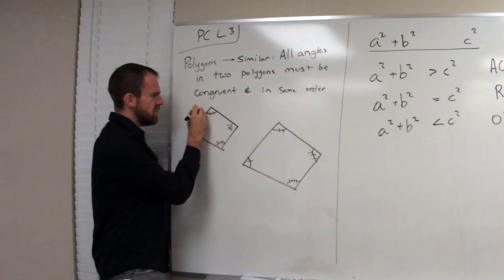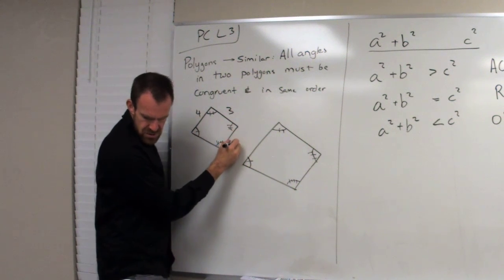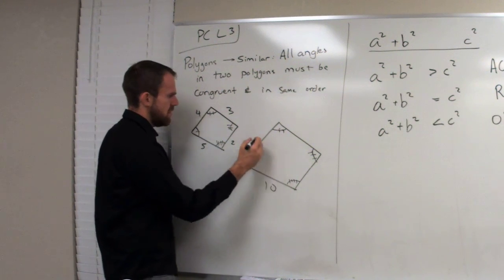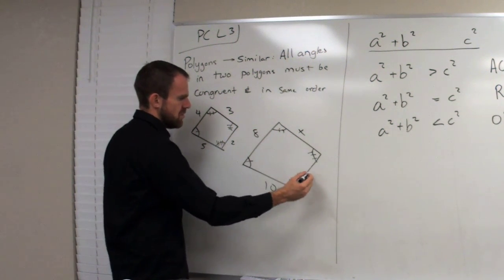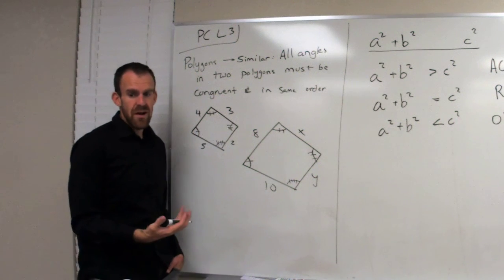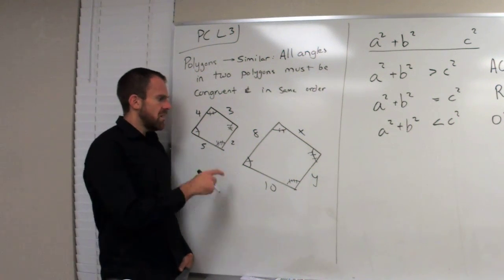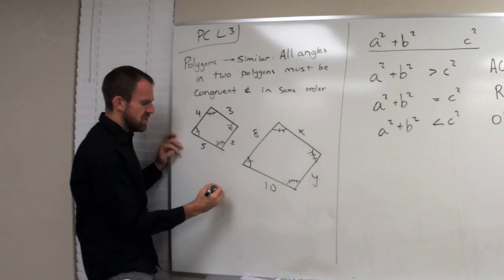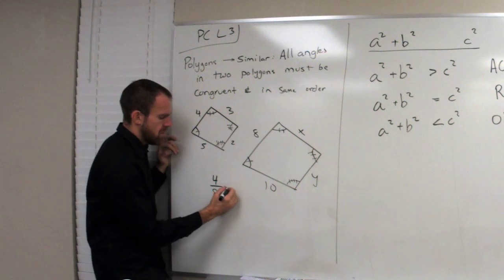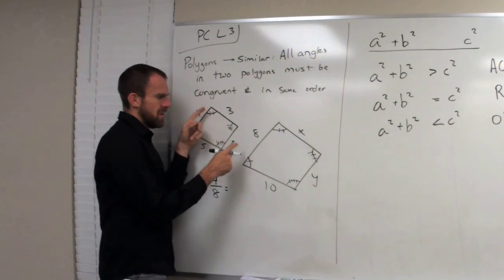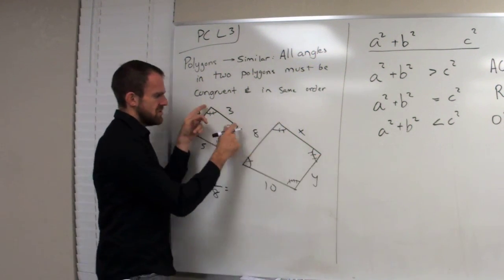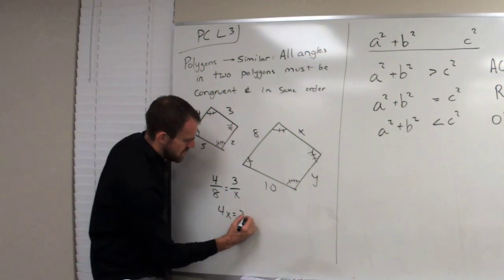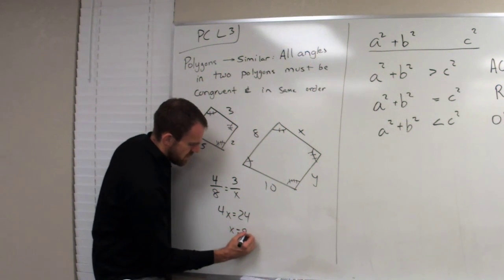So let's put some numbers on here. 4, 3, 2, 5, 10, 8, x, y. So could I solve for x or y here? Absolutely. All I have to do is pick a pair that does have both numbers. So 4 divided by 8 equals, and then I want to pick the corresponding side to the other one. So 3 over x. Cross multiplying, 4x equals 24, x equals 8.